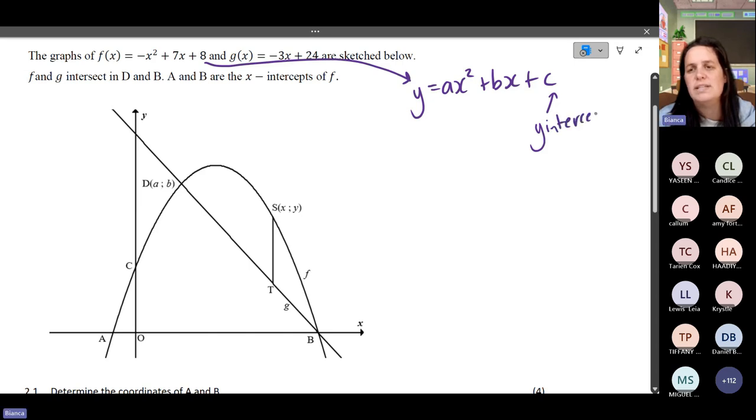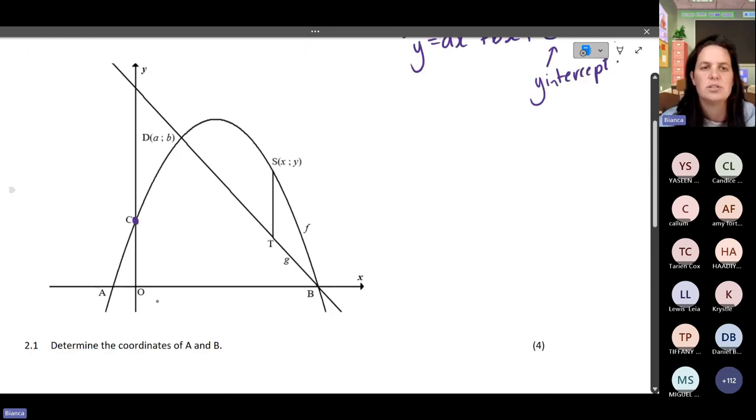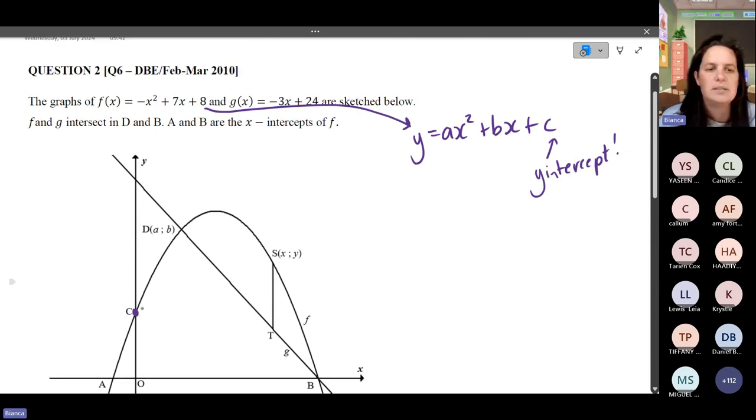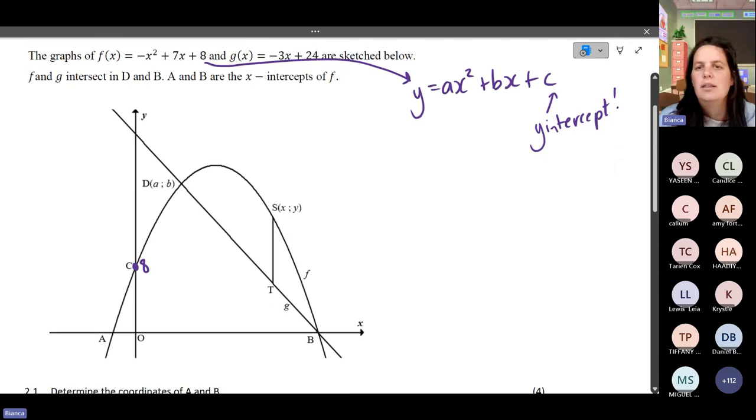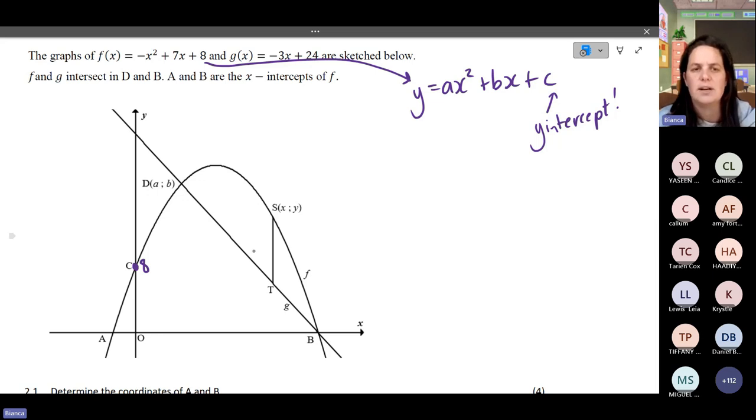And they've actually called it c, funny enough. Okay, they've given you that value there. So I know before I even get to the questions that this y-intercept is 0 and 8. This A value tells me if it's a concave up or concave down graph. I can see that it's negative, and I can obviously see from the graph that it's concave down.